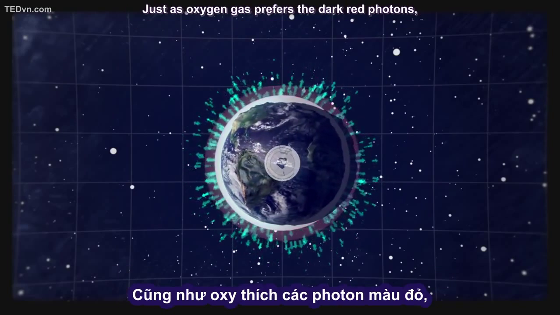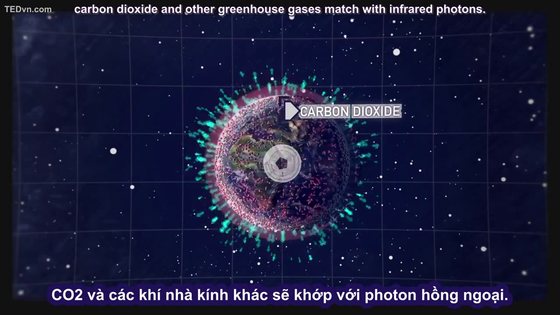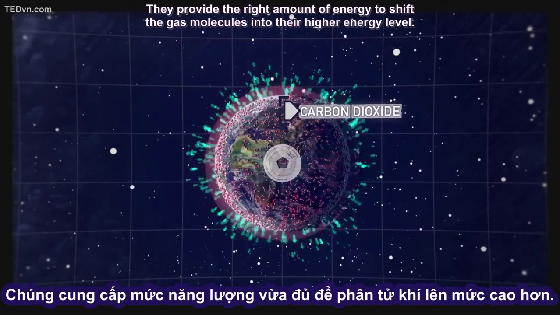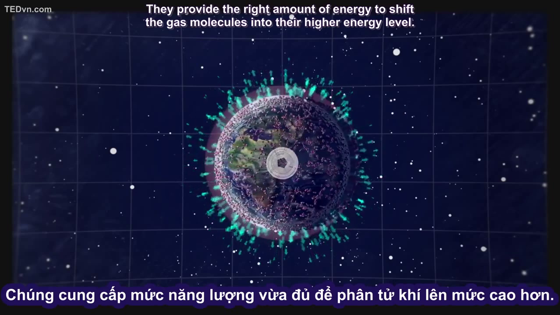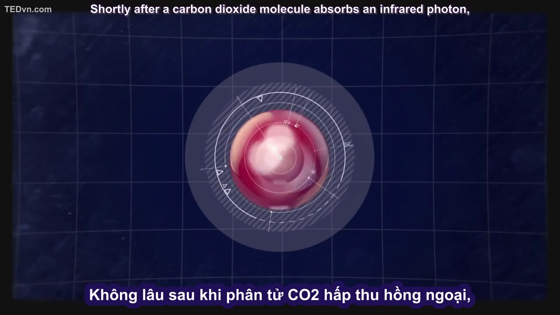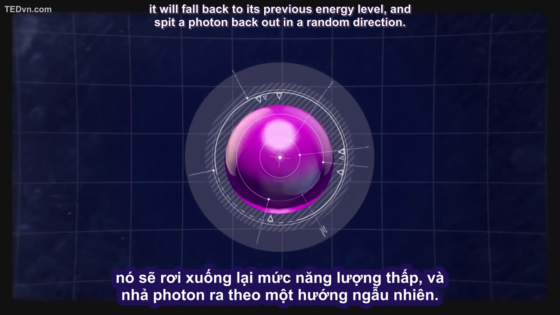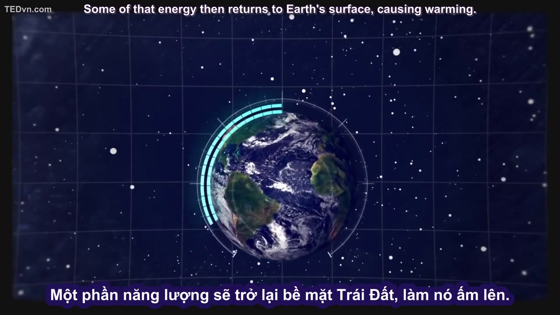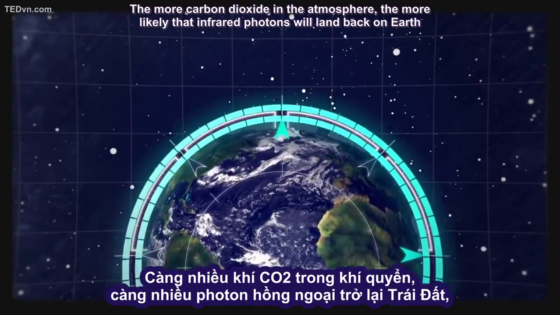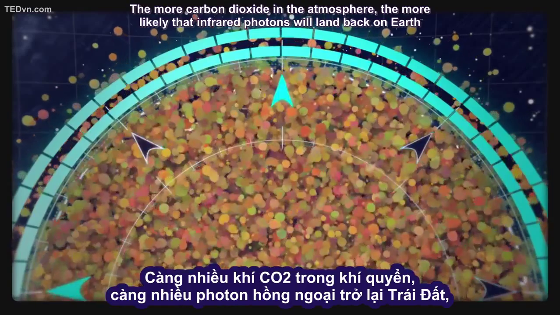Just as oxygen gas prefers the dark red photons, carbon dioxide and other greenhouse gases match with infrared photons. They provide the right amount of energy to shift the gas molecules into their higher energy level. Shortly after a carbon dioxide molecule absorbs an infrared photon, it will fall back to its previous energy level and spit a photon back out in a random direction. Some of that energy then returns to Earth's surface, causing warming. The more carbon dioxide in the atmosphere, the more likely that infrared photons will land back on Earth and change our climate.